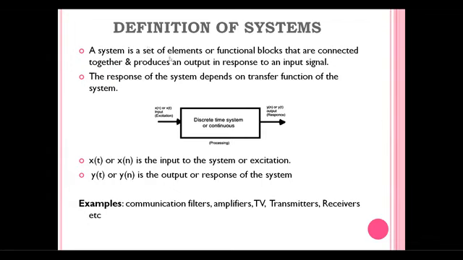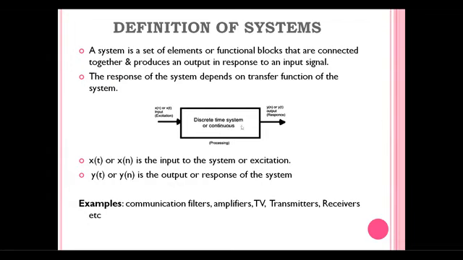The system is a set of elements or functional blocks that are connected together and produce an output in response to an input signal. So this is one basic block diagram of a system. In a system, there are two types: continuous time system and discrete time system.